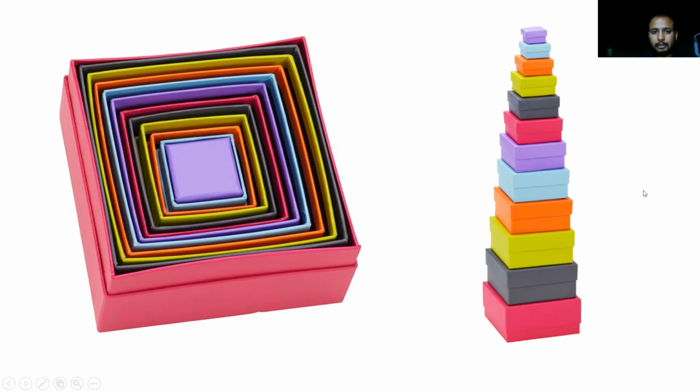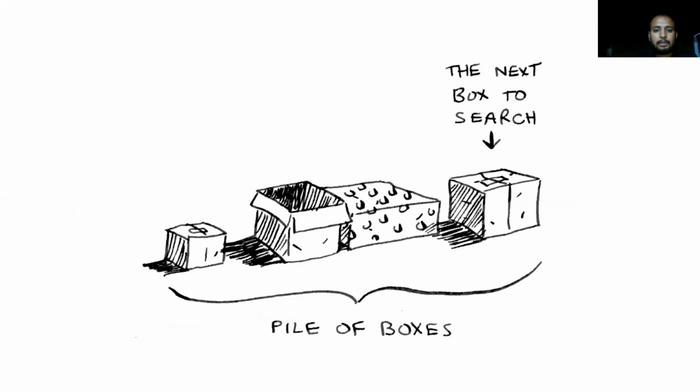If I say find the key, in which box is the key present? Since the boxes are nested, the bigger ones will be on the outside, so you will open the first biggest box, then the second biggest, then the third biggest, in this way. And if you find the key in the third biggest box, you will stop there. This is the biggest one, then second, then third, then fourth, this type.